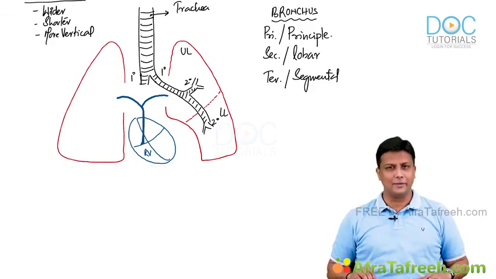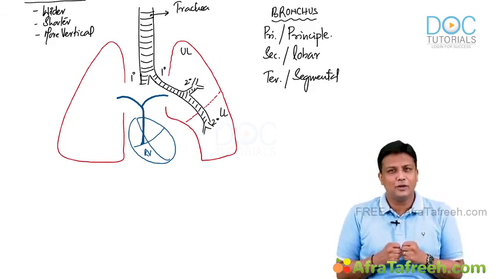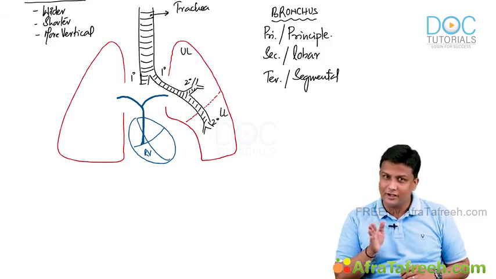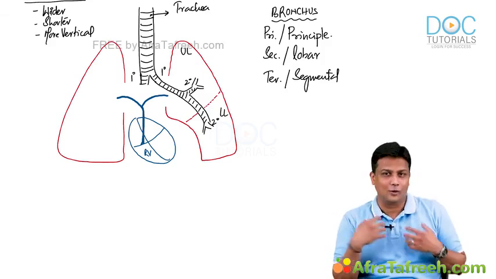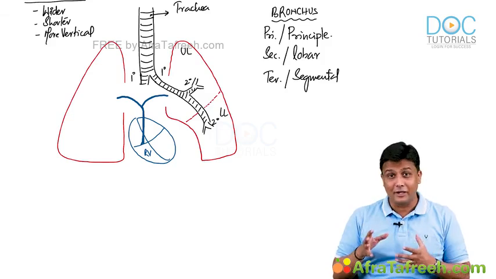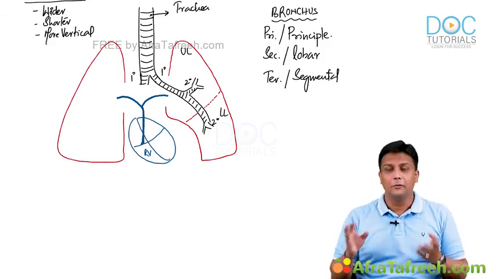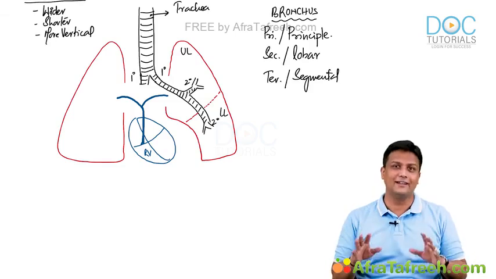On the right side, what is happening? Now, as a simple medical student, what I am thinking here is that the right primary bronchus has to enter into the right lung and then divide into secondary. But it is not at all happening like that.